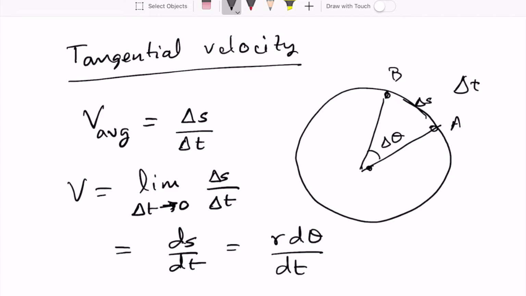And you can see that this is a vector because ds, we had discussed earlier, is a vector. It's in the tangential direction, right? If the two points A and B are very, very close to each other, then the line joining A and B lies along the tangent to the circle. So ds is in the tangential direction. And so v points in the tangential direction.